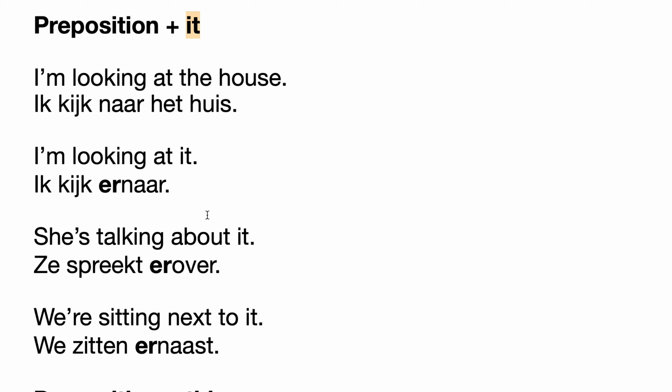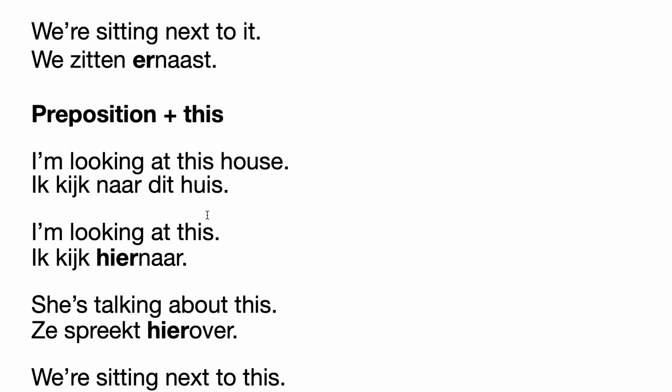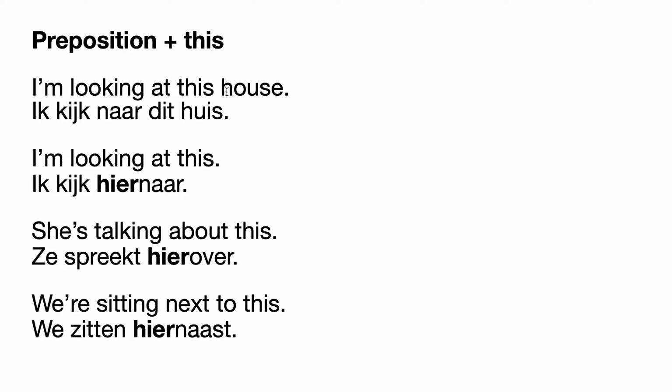We're going to take a look at the same examples, but now with this. And how do you say this in Dutch? Well, it's dit. I'm looking at this house. Ik kijk naar dit huis. And what happens with this? Well, the this does not turn into an er like het. It turns into a hier. I'm looking at this. Ik kijk hier naar.